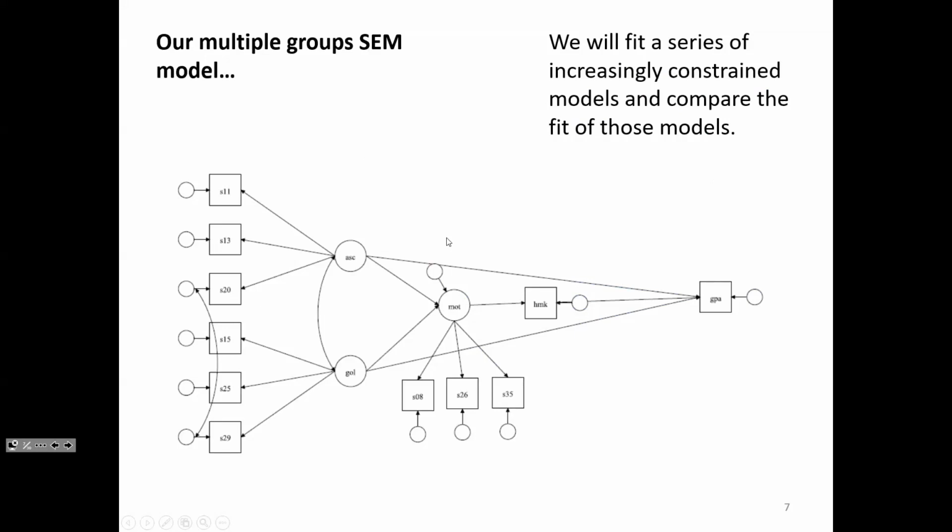From goal and academic self-concept to homework, right? Those are two of them. And then from motivation to GPA. So there are three conceptually omitted paths in this conceptual model, the same three conceptually omitted paths that we've had all semester long.